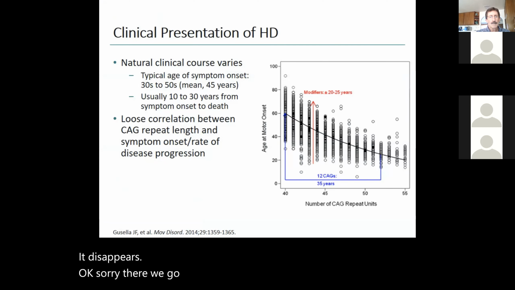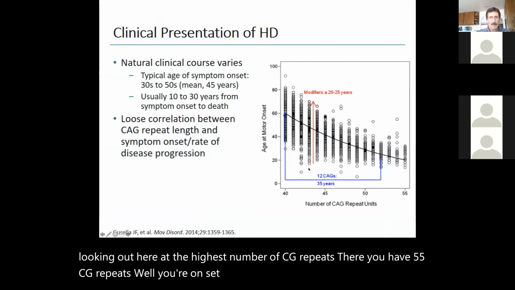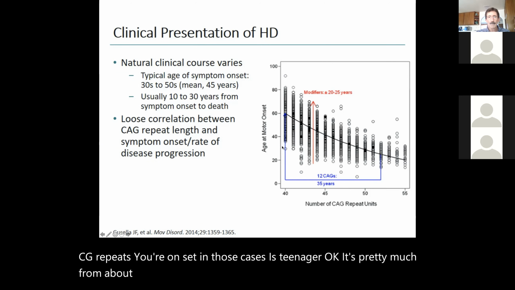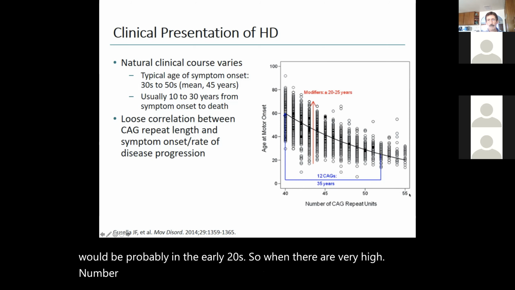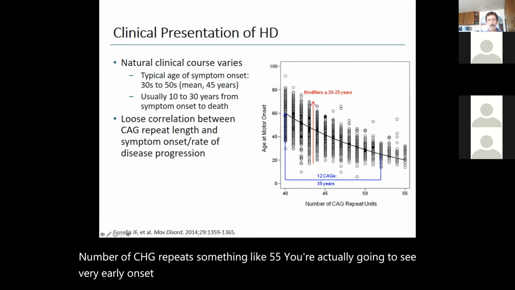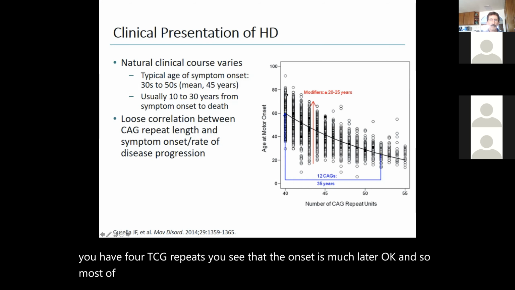Okay, and so what you can see, I think, very clearly by looking out here at the highest number of CAG repeats, there you have 55 CAG repeats. Well, your onset in those cases is teenager, okay? It's pretty much from about 16 or 17 to about 30 something, and the mean would be probably in the early 20s. So when there are a very high number of CAG repeats, something like 55, you're actually going to see very early onset. On the other hand, when you come over to this side and you have 40 CAG repeats, you see that the onset is much later, okay? And so most of the onset is from about 40 to 80.